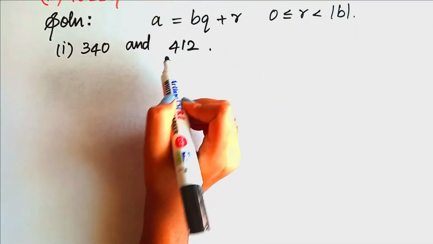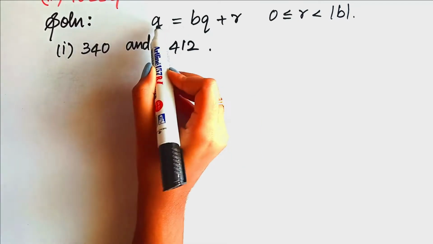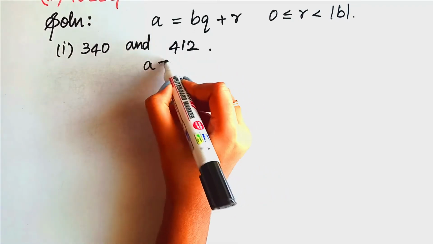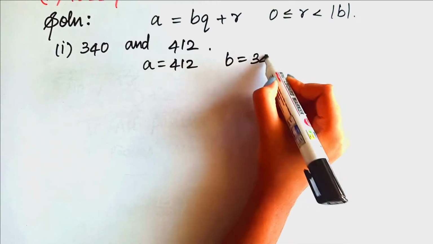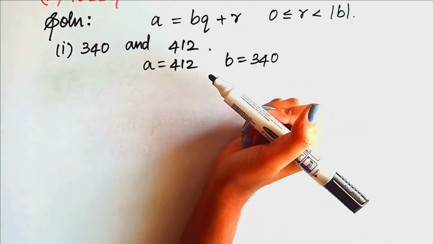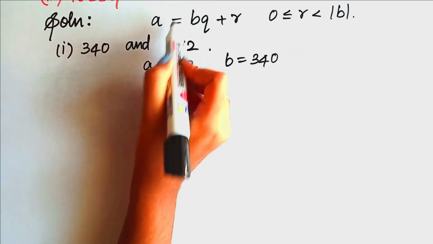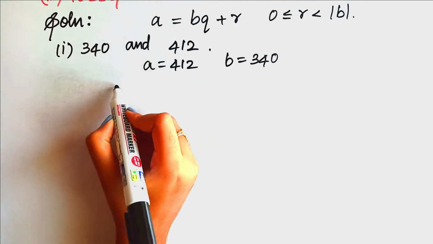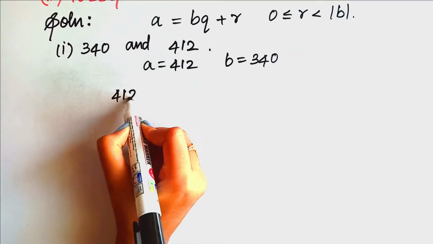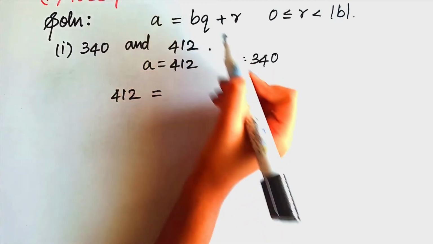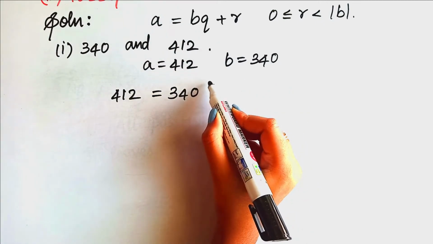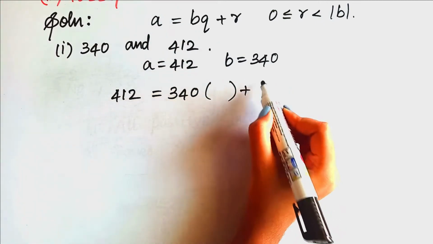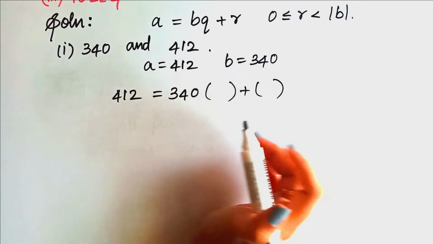Here we have to take the bigger number to be A. So we will take A is equal to 412 and B is equal to 340. So we have to find the quotient and the remainder. Okay, so let's substitute here. In the place of A we'll substitute 412, which is equal to B, whose value is 340, times Q plus R, right? So now let's divide.